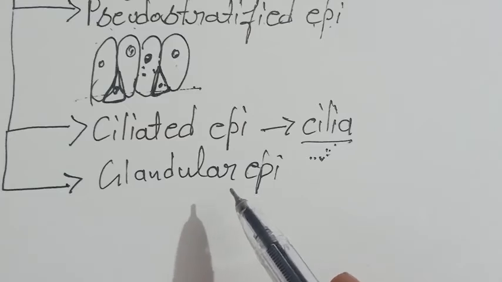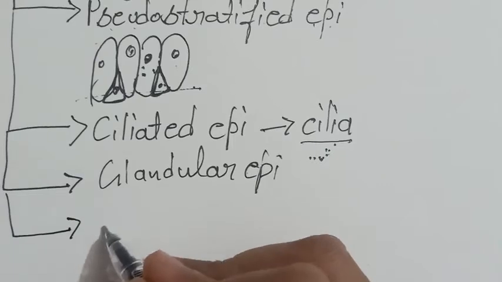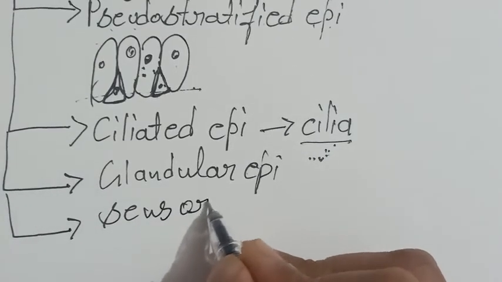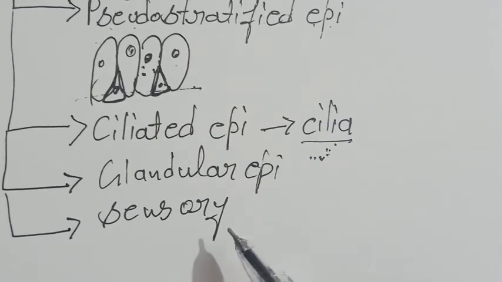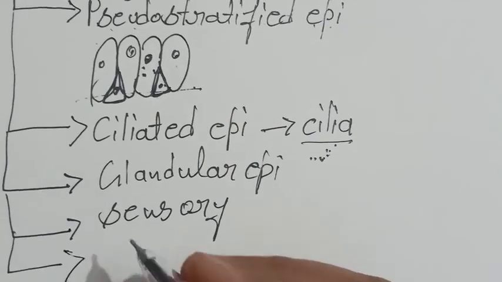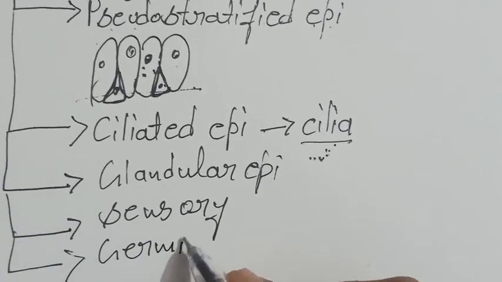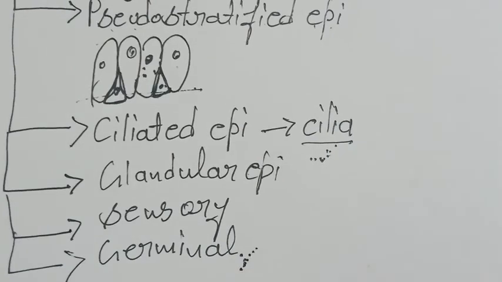Now next to this is glandular epithelium. They are secretory in nature and found in glands. Now next to this is sensory epithelium. They are capable of sensation, means capable of perceiving stimuli. Stimuli means change in environment, and it is found in all the sensory organs. Now next to this is germinal epithelium. Germinal epithelium helps in the formation of gametes, and is found lining the gonads. Gametes means male and female cells.